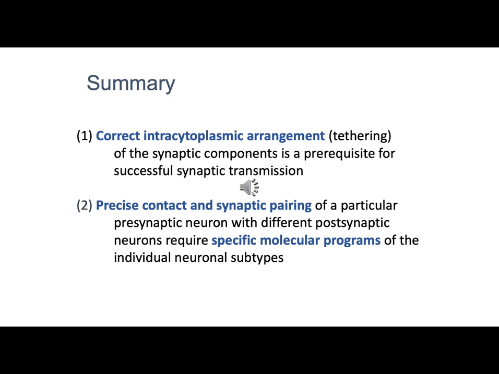First of all, correct intercytoplasmic arrangements, tethering of the synaptic components, is a prerequisite for successful synaptic transmission. Second, precise contact and synaptic pairing of a particular presynaptic neuron with different postsynaptic neurons require specific molecular programs of the individual subtype. Certainly, we have learned a lot during the last decades, but there is still a long way to go.